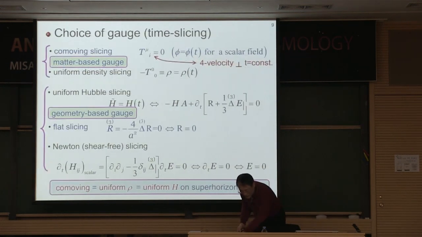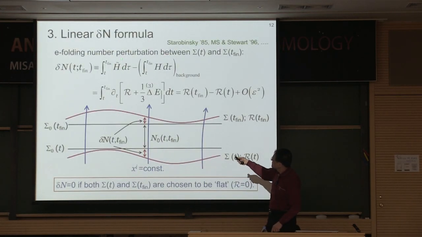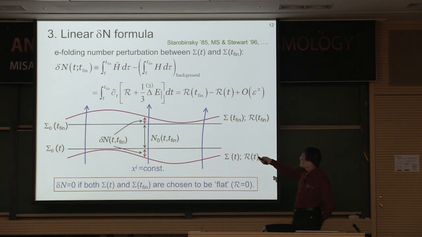So this means that if you integrate the Hubble expansion along the time and compute the number of e-folds from a certain time t to the final time, then this integral becomes a total time derivative, meaning that it can be integrated out. So it is a non-local quantity which you have to integrate from the beginning to the end, but the end result depends only on the initial and final. And if you ignore this order epsilon squared correction at leading order, it is just given by the curvature perturbation of the final hypersurface minus the curvature perturbation of the initial slice.